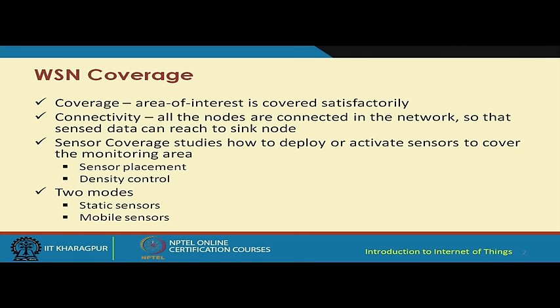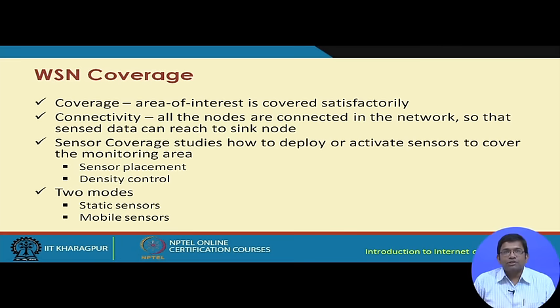So, we have an area of interest, and what is required is to ensure that the area of interest is fully covered by at least one sensor. Each and every point in that area has to be within the sensing range of at least one sensor.